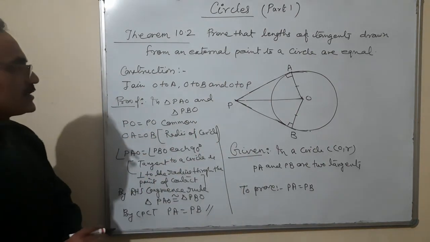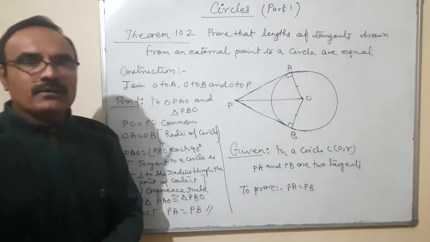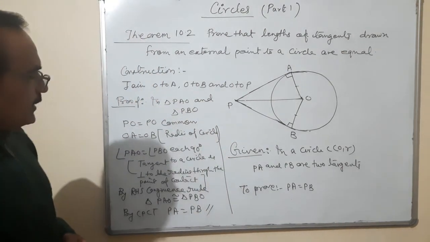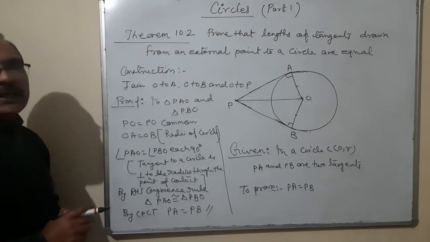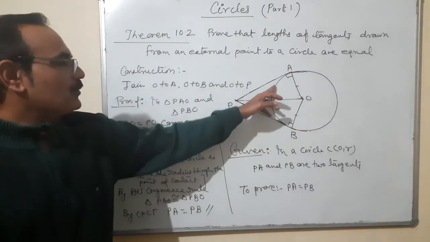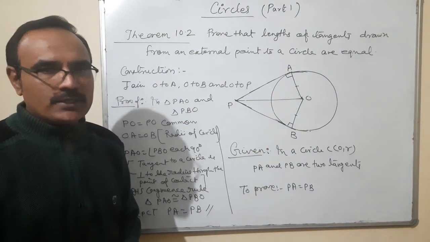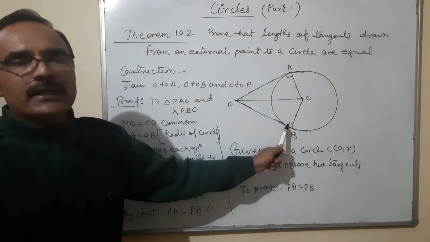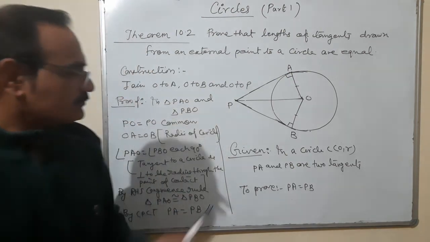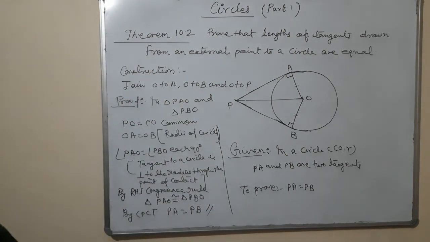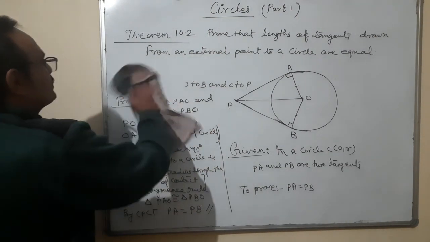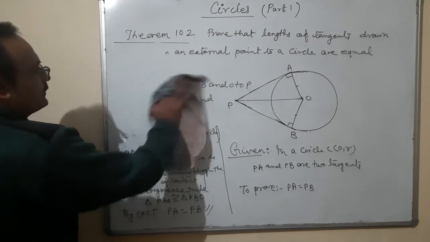So this is theorem 10.2. It is asked in the proof: state and prove, or prove theorem 10.2. That means the lengths of tangents drawn from an external point to a circle are equal. What I have done here: join O to A, O to B, O to P, and prove both the triangles are congruent by RHS congruency. Here this angle is equal to 90 degrees because a tangent to a circle is perpendicular to the radius through the point of contact. So that is theorem 10.2. And now I think we are able to solve the questions of exercise 10.1.